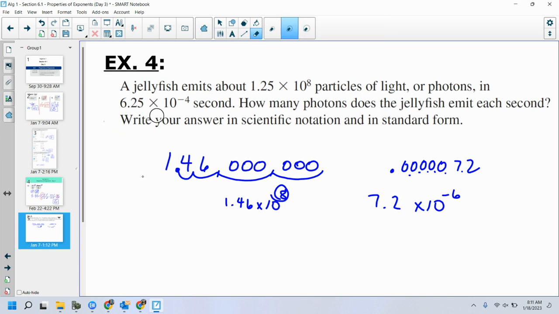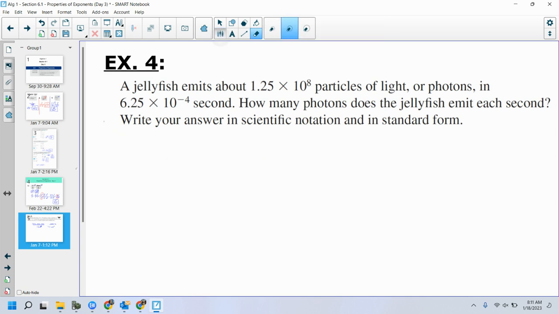All right, now that being said, let's take a look at this problem here. A jellyfish emits about 1.25 times 10 to the 8th, so a big number of particles of light, or photons, if you will, in a really small amount of time. They emit a lot of light in a small amount of time. How many photons does the jellyfish emit each second? Write your answer in scientific notation in standard form. Now, when I say standard form, that's basically just saying, okay, write it out. Write out the big number.